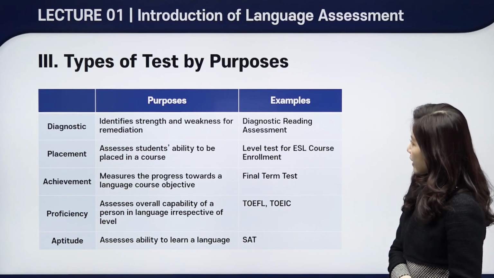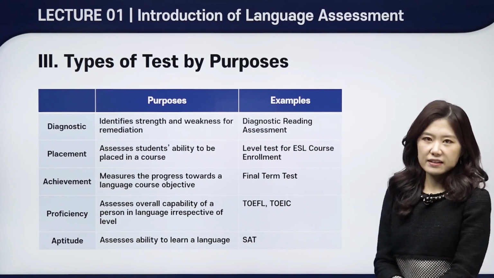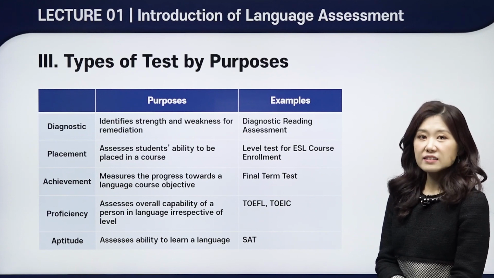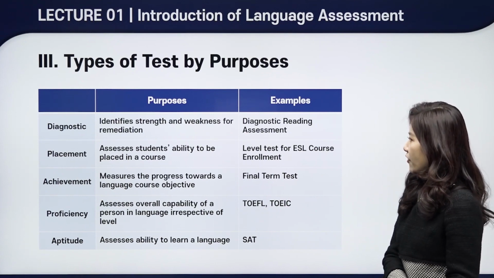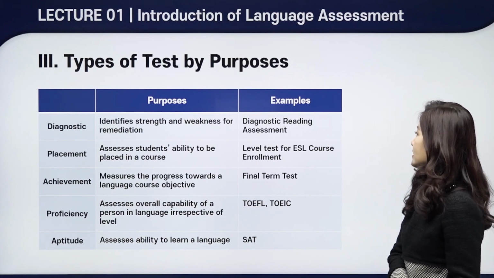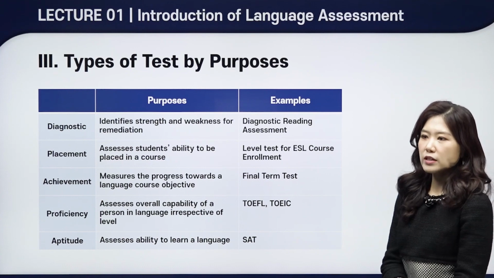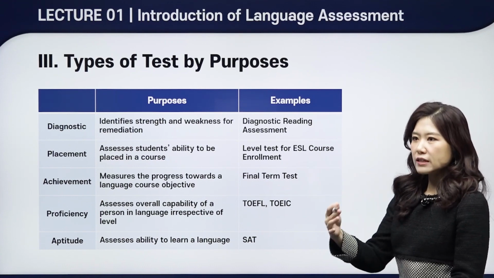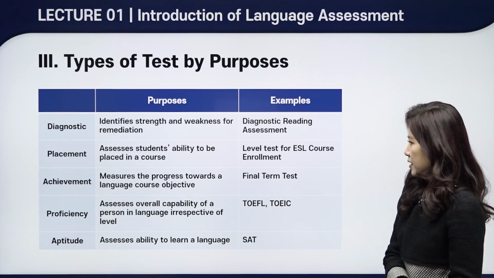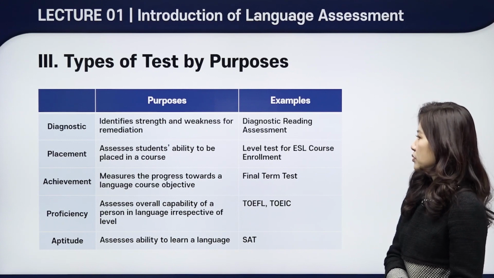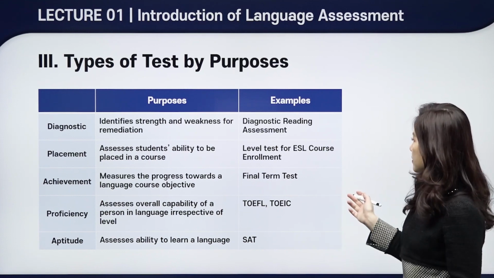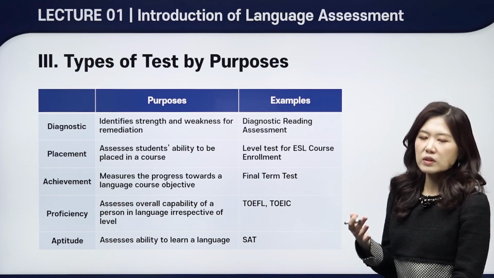Okay, let's now look at some different types of tests by their different purposes. Okay, so the first one we have here is diagnostic test. It identifies strength and weakness for remediation. So an example would be a diagnostic reading assessment to make sure the student can read at a sufficient level. Next type is placement test, designed to assess students' ability in order to place them in a course. So for example, a level test in order to enroll in an ESL course.